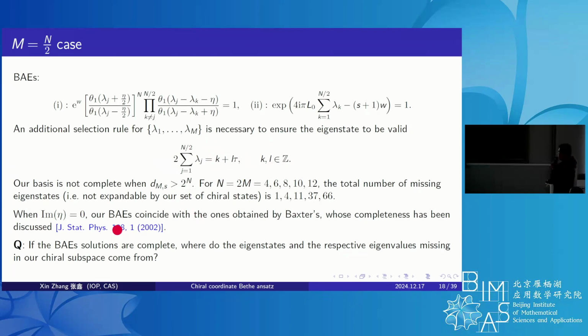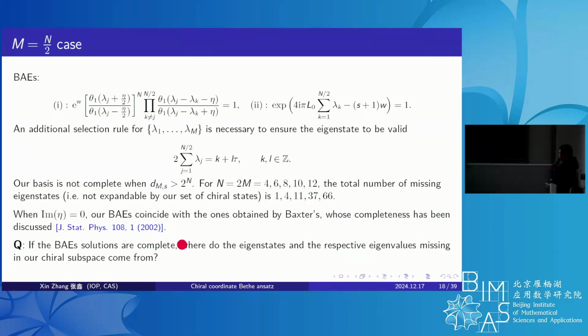So then it's the question. Our basis is not complete in this case. We find numerically, for example, if the system size is from 4 to 12, the total number of missing eigenstates. What is a missing eigenstate? It means this eigenstate cannot be expanded by our basis. We can get such a number of the missing states.